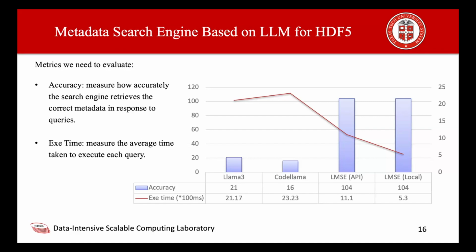And for the execution time, the red line is used to represent the execution time. You see our search engine is even faster than Llama 3 and Code Llama, and the local version is the best one. It's very efficient.